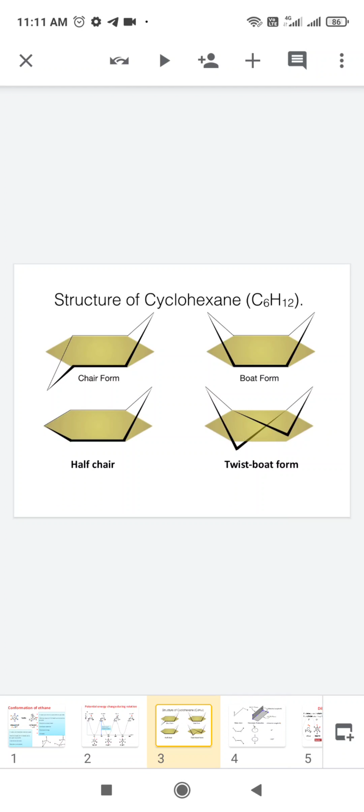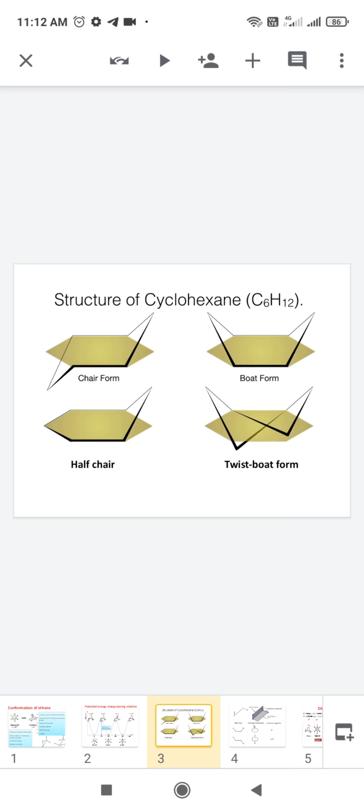So see here, we are expecting the bond angle in cyclohexane to be 120 degrees since it is a six-membered ring. But the actual bond angle is 109 degrees 28 minutes. This is because cyclohexane acquires approximately sp3 hybridization at every carbon atom, and all the carbon atoms do not exist in a single plane.